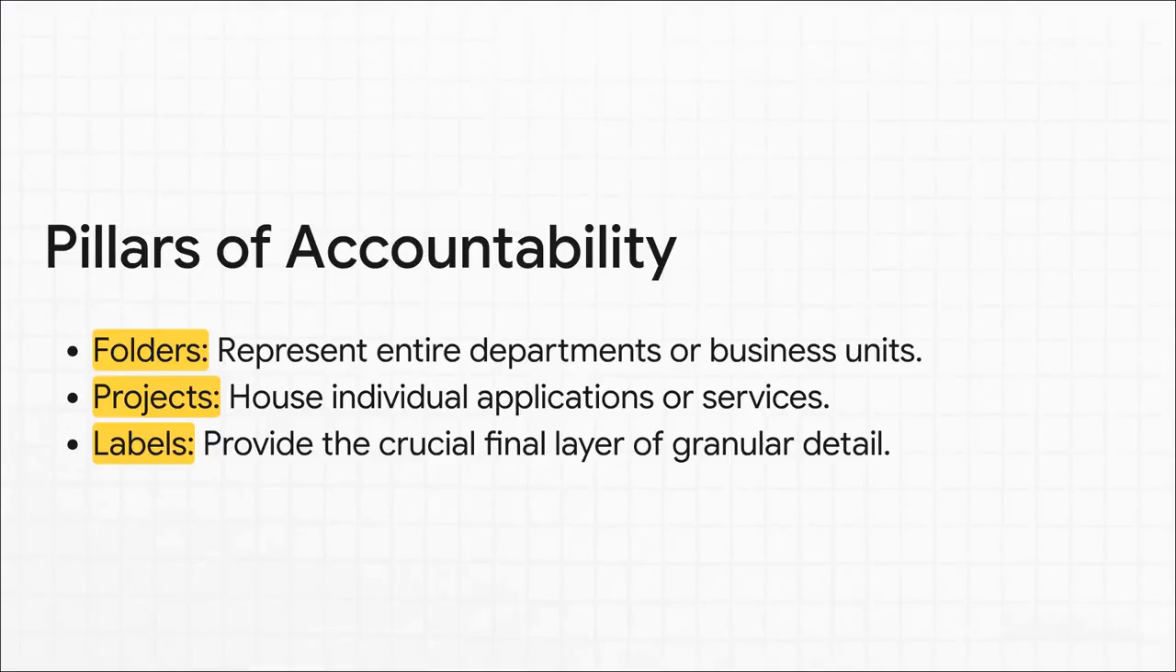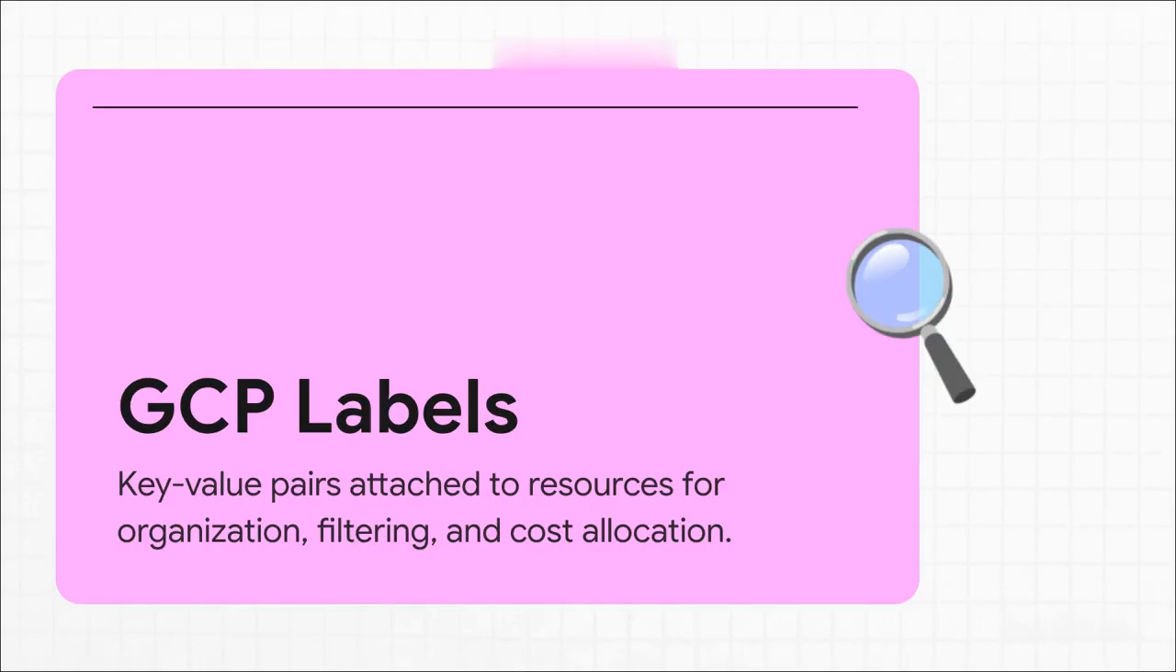GCP's own resource hierarchy is going to be your best friend here. Think of it like this. You've got these top-level folders that can represent entire departments, right? Then inside those, you have projects, which house individual applications. And then, at the most granular level, connecting everything, you have labels. And trust me, this is where the real magic happens. So what are labels exactly? Well, don't overthink it. They're just simple metadata, little key value pairs, like digital sticky notes that you attach to every single resource you spin up, from a GCE instance to a cloud storage bucket. But these simple little tags are the secret ingredient that lets you slice and dice your entire billing report by team, by environment, or by service.